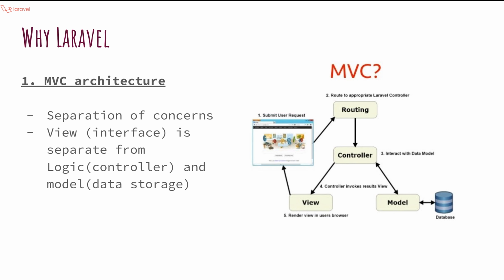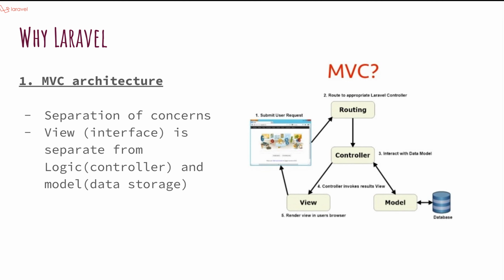So this is a sample of how MVC works. When a user types a URL, it first of all sends it to a route. The route will ask, okay, what is the user looking for? And it sends it to the controller. The controller pulls any data from the database where necessary, and then renders a view, which is what is displayed on the screen.